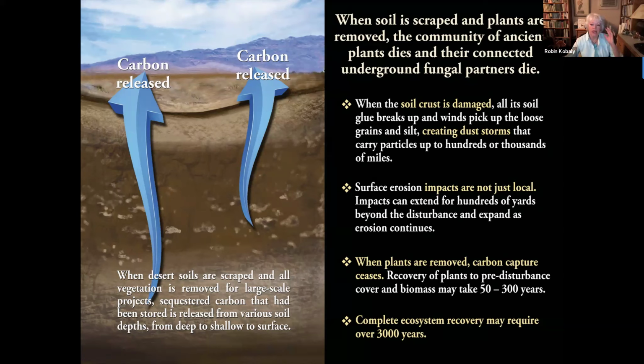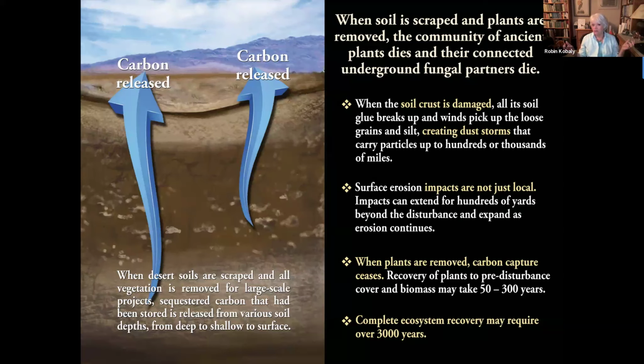So just to summarize that, if you disturb the soil crust, the glue all breaks down, both in the biocrust and in the glomalin. You get the dust storms. These impacts are not just local, they're very widespread. And what really, to me, is the really impactful thing about it is when plants are removed, the recovery just to the pre-disturbance cover, the percent cover on the ground, and the biomass that was there could take maybe 50 to 300 years.